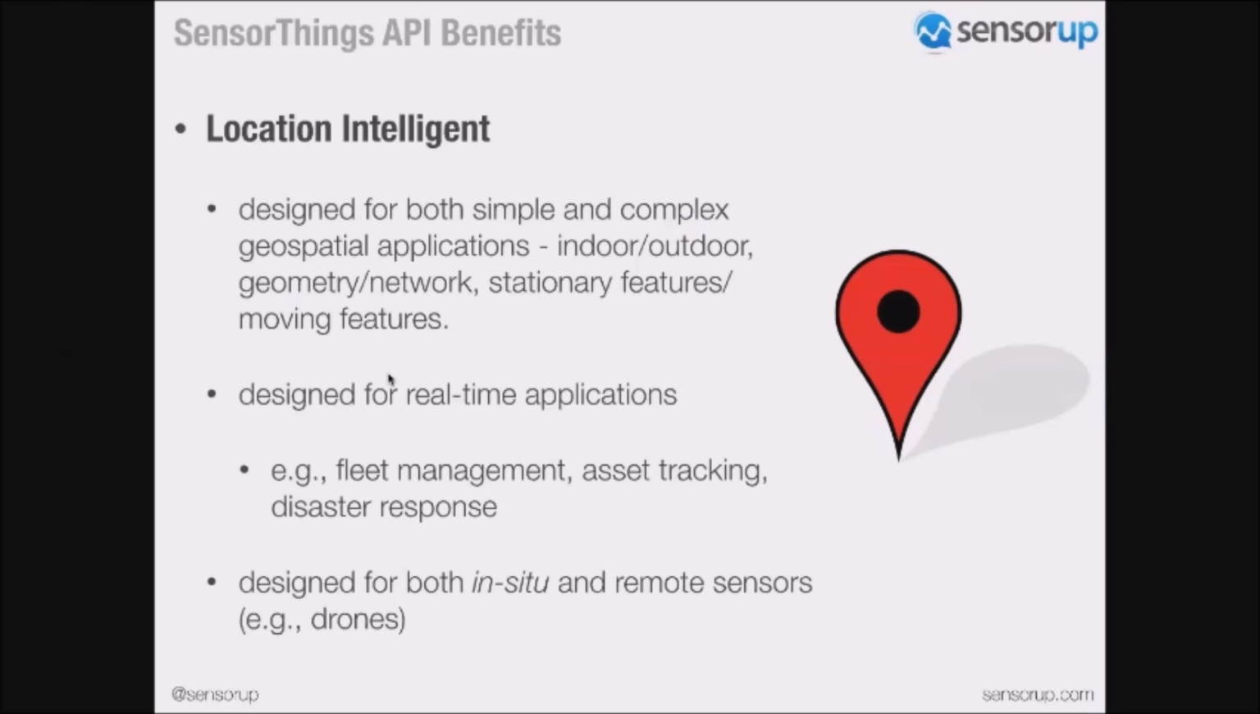And second, it's designed for real-time applications. So it's great for fleet management, such as moving trucks, asset tracking, anything moving, and disaster response as well. I will show you a case study later about how SensorThings API is used for disaster management. SensorThings API is also designed for both in situ and remote sensors like drones. So it can easily integrate a drone, which is a flying and moving sensor, with the ground sensor.